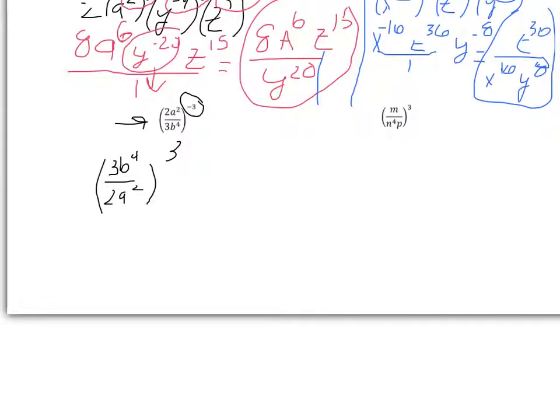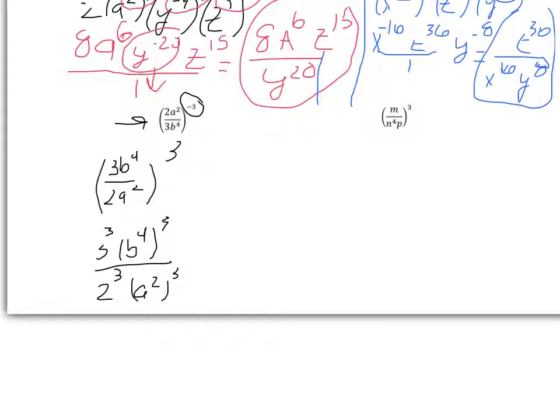Now we have a quotient, that is, we have a fraction in here, so we want to raise the numerator and denominator to the third power, but the numerator is composed of two things, the denominator is composed of two things, so we really want to raise everything to the third power. So you have 3 to the third, b to the 4th to the third, and the denominator of 2 to the third, and an a squared to the third.